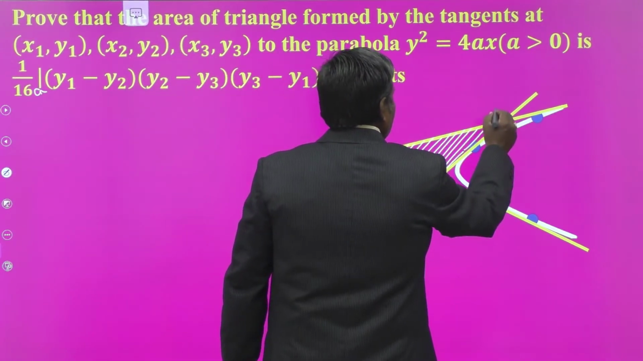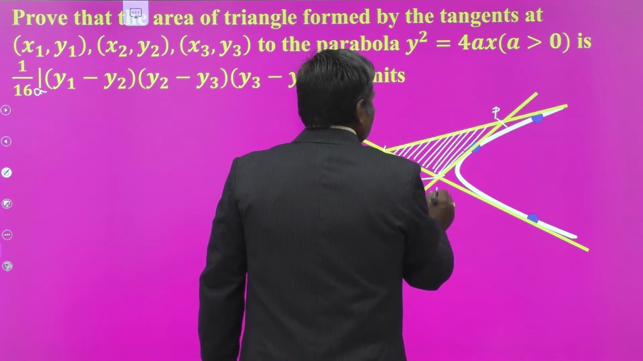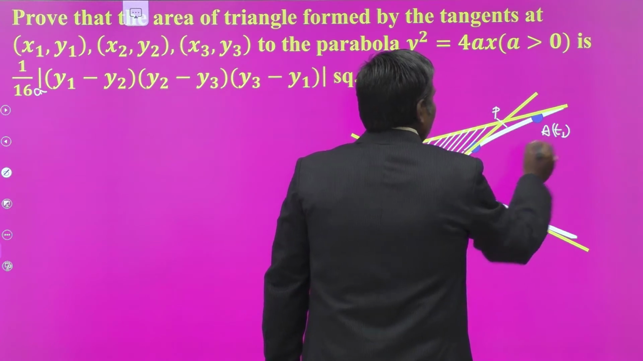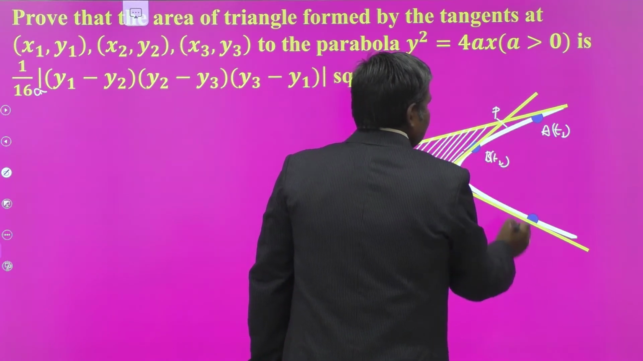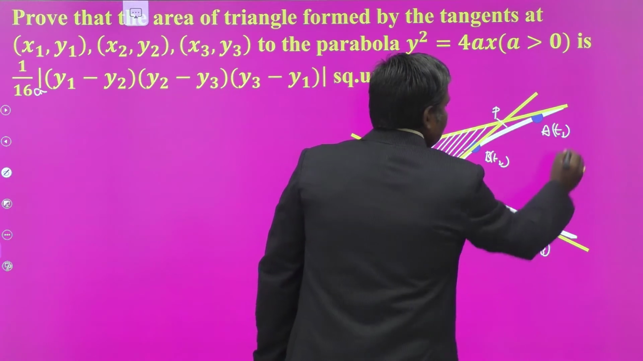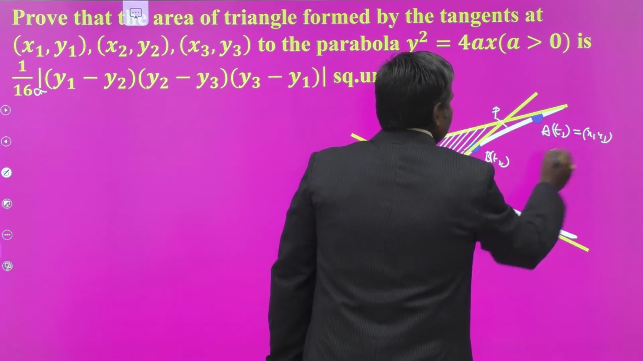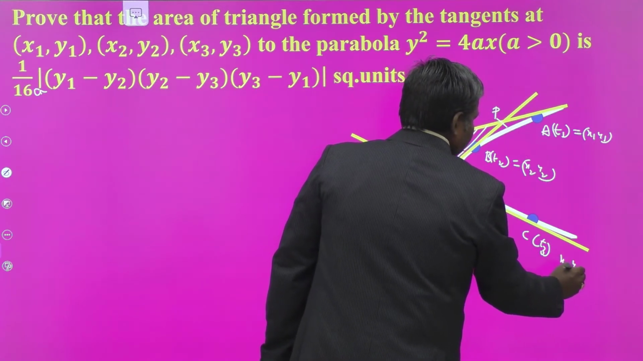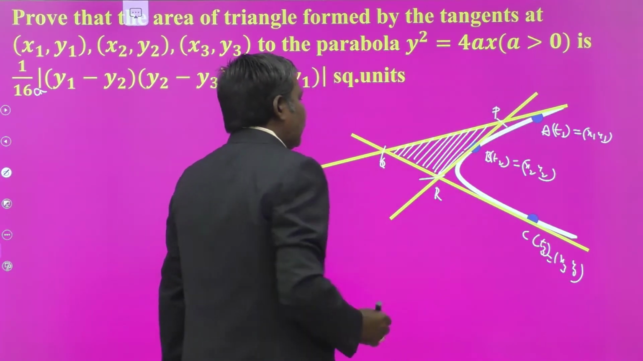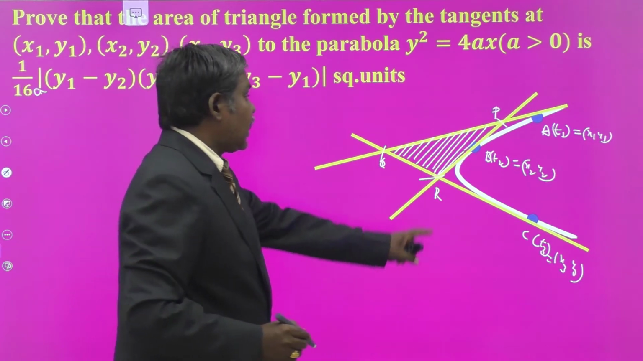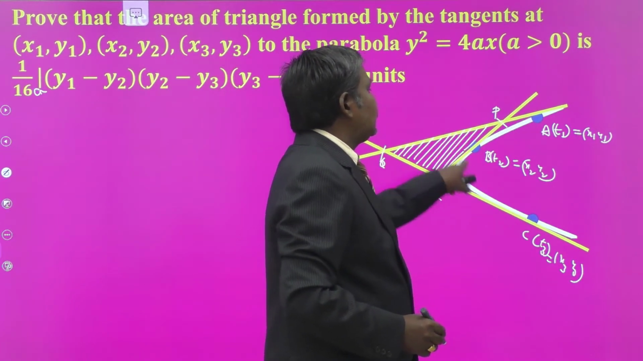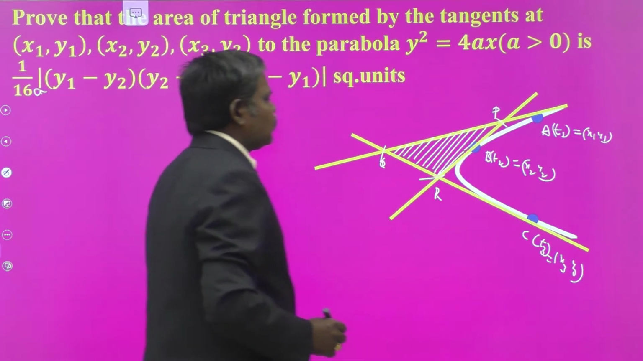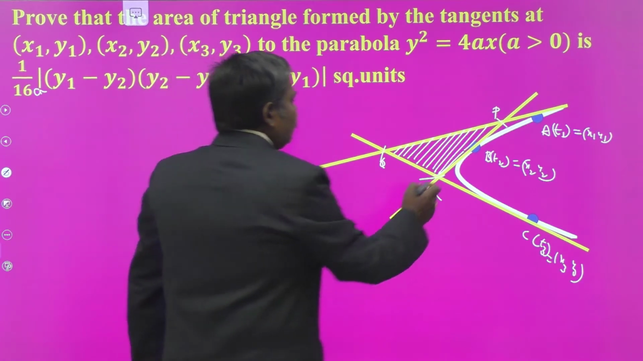Suppose this is the triangle PQR. Now this is A at T1, this is the point B at T2 and C at T3. Say, this is equivalent to x1 y1, this is x2 y2, this is x3 y3. We are drawing the tangents at what? Tangents at the points on the parabola. These are ordinates. y1, y2, y3 are the ordinates of the three corresponding points. We have to find out this area.